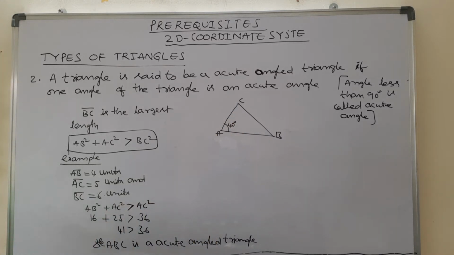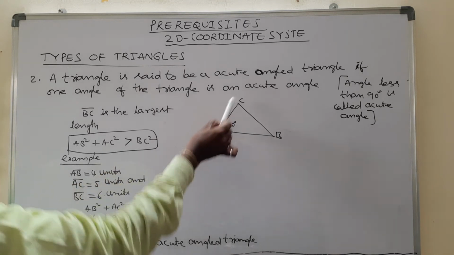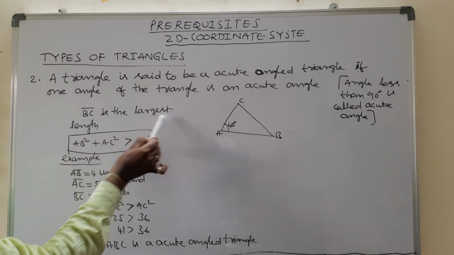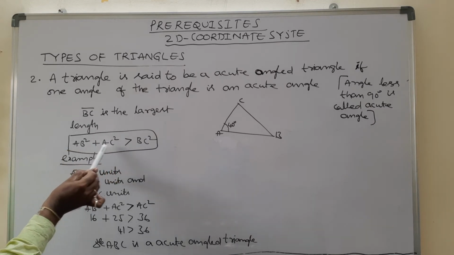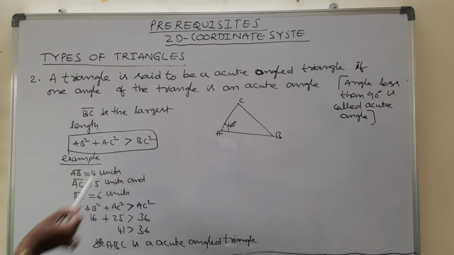How to check the acute angle triangle? Here in a triangle ABC, BC is the largest length, then the condition is AB square plus AC square greater than BC square.